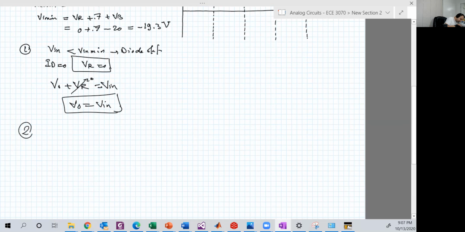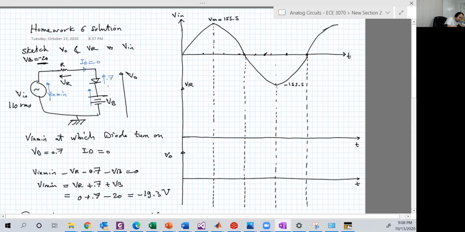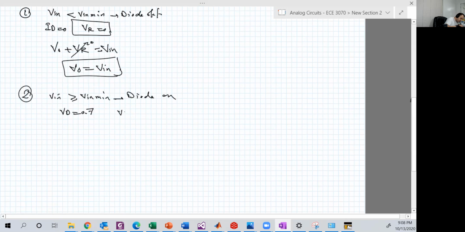Number 2: when V input is larger than V input minimum, the diode will turn on. So VD is equal to 0.7. And if we look here in the circuit, VO is equal to VD plus VB, and VD is 0.7 now. So VO is equal to 0.7 minus 20, so VO equals a constant minus 19.3.